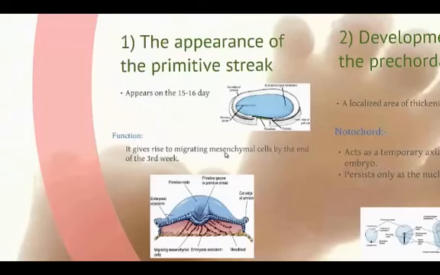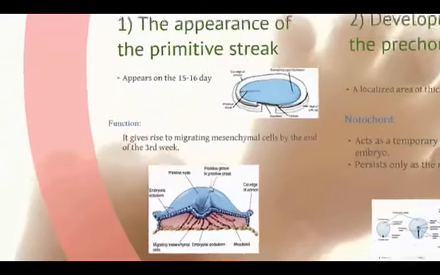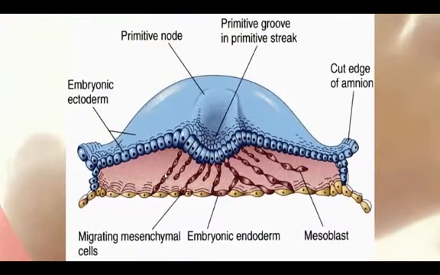It gives rise to migrating mesenchymal cells by the end of the 3rd week, and this is its function. Now these migrating mesenchymal cells give rise to the interembryonic mesoderm. After the formation of the mesoderm, the primitive streak becomes an insignificant structure in the sacrococcygeal region and degenerates by the end of the 4th week. If the degeneration of the primitive streak isn't complete, remnants of the streak will form a benign tumor of incompletely differentiated three germ layers called the sacrococcygeal teratoma. This tumor is common in female infants.